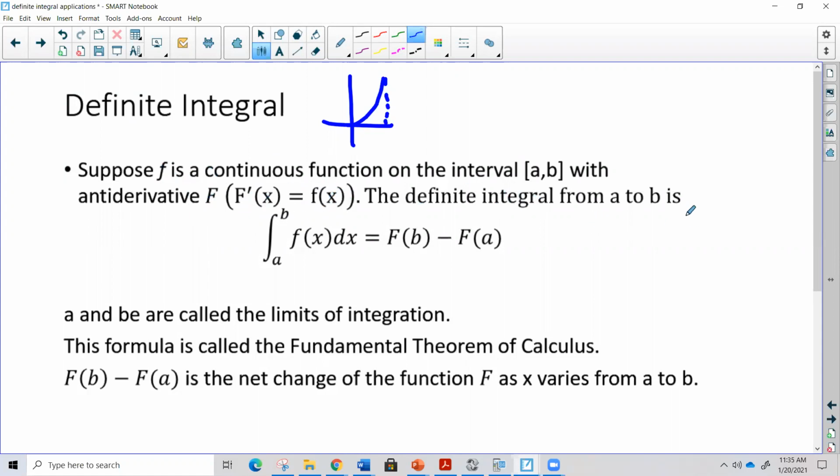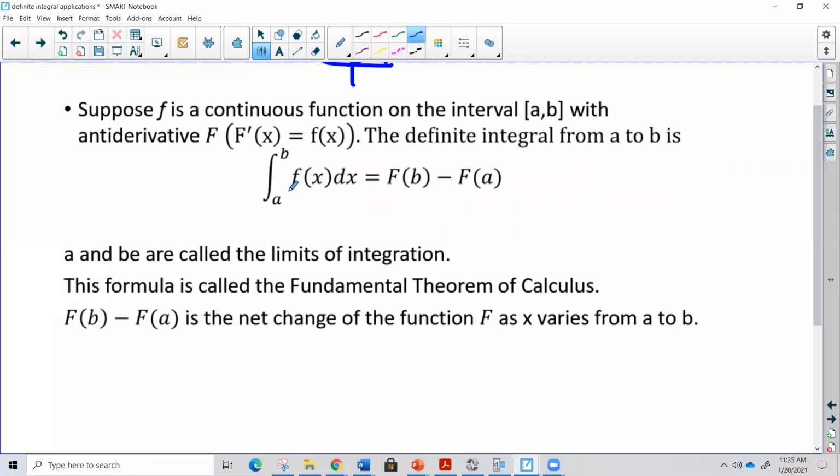The definite integral from a to b: what we do is, if we're given the derivative, we find the original function. So capital F in this case is the original function. And then what we do is we plug in our upper bound first, then our lower bound, and we subtract them. And that gives us the exact value for this definite integral. So it gives us the exact area under the curve between A and B.